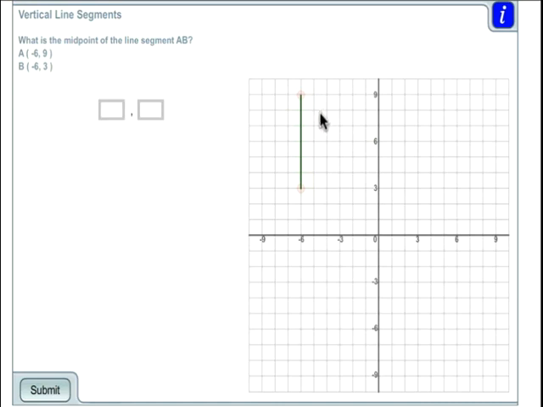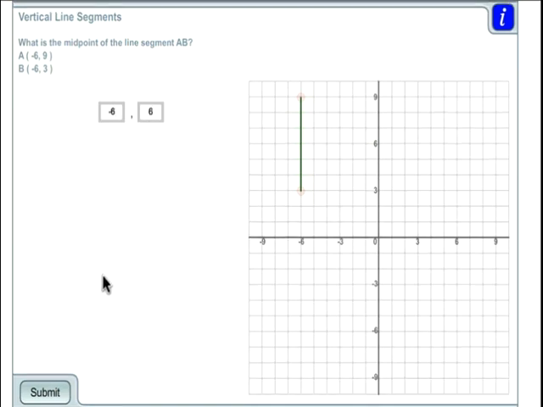Since this line segment is 1, 2, 3, 4, 5, 6 units long, the midpoint is going to be at half of 6, which is 3. So if we go down 3 units from -6, 9, our new coordinates for our midpoint will be -6, 6.